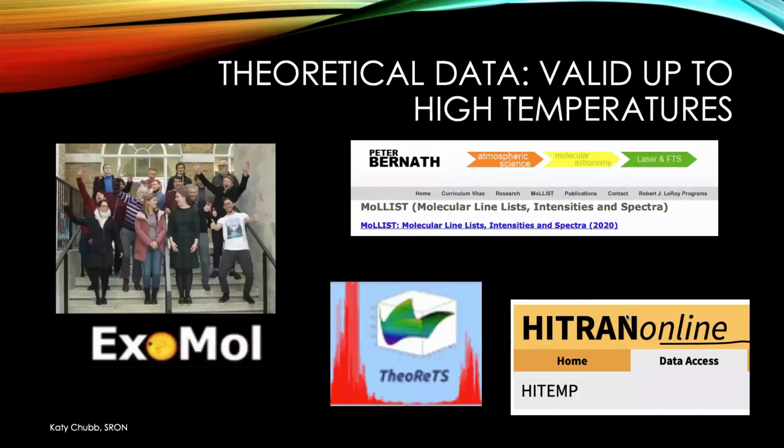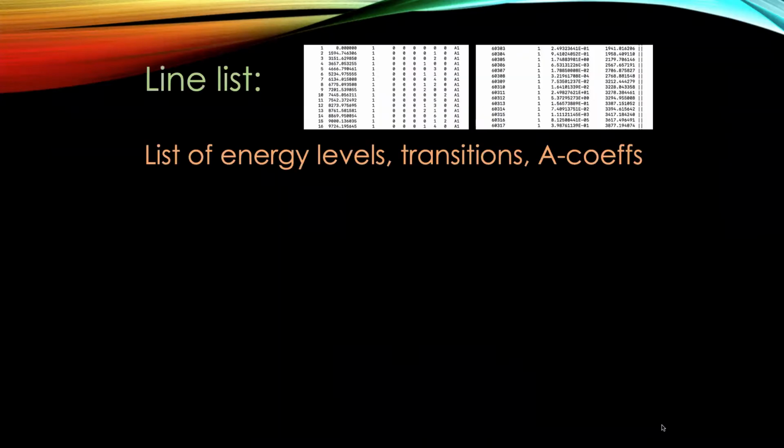There are a number of different groups who provide data suitable for characterizing these atmospheres up to high temperatures. One of the main ones is the ExoMol group at UCL, where I spent my PhD. Where they don't have data computed as part of their own project, they also host data from some of these other projects. This list of energy levels, transitions, and Einstein A coefficients is called a line list.